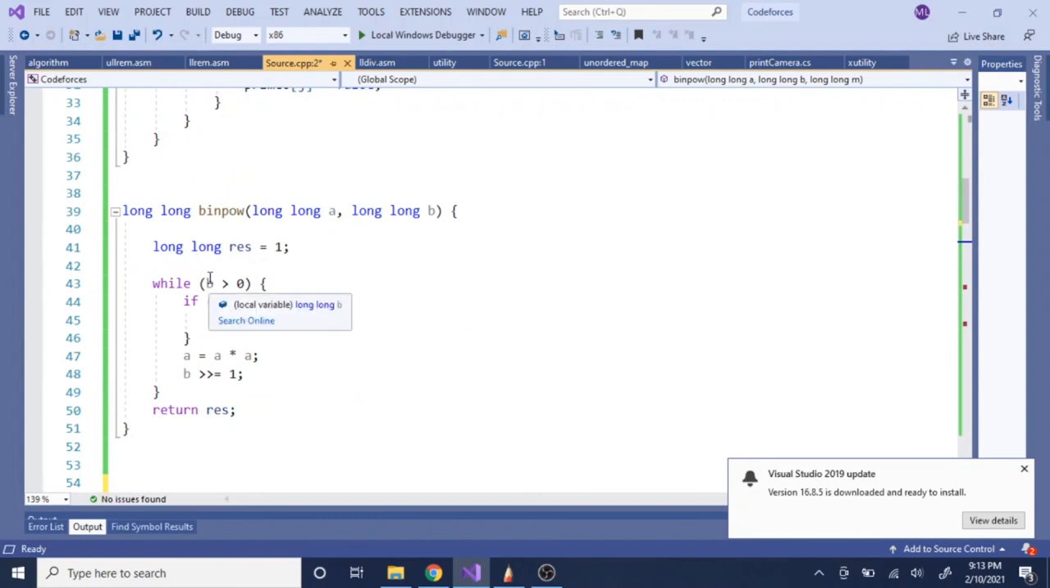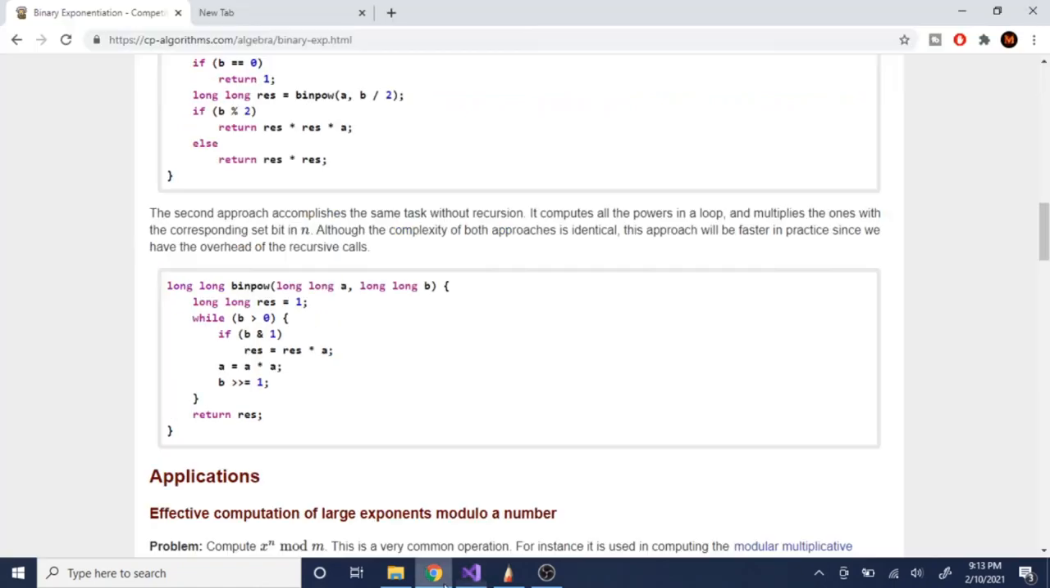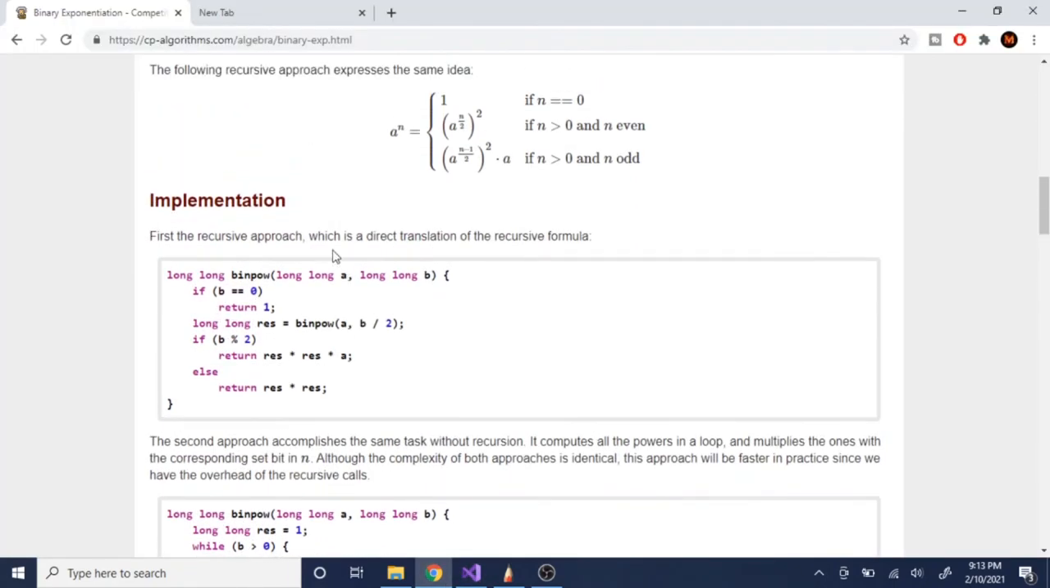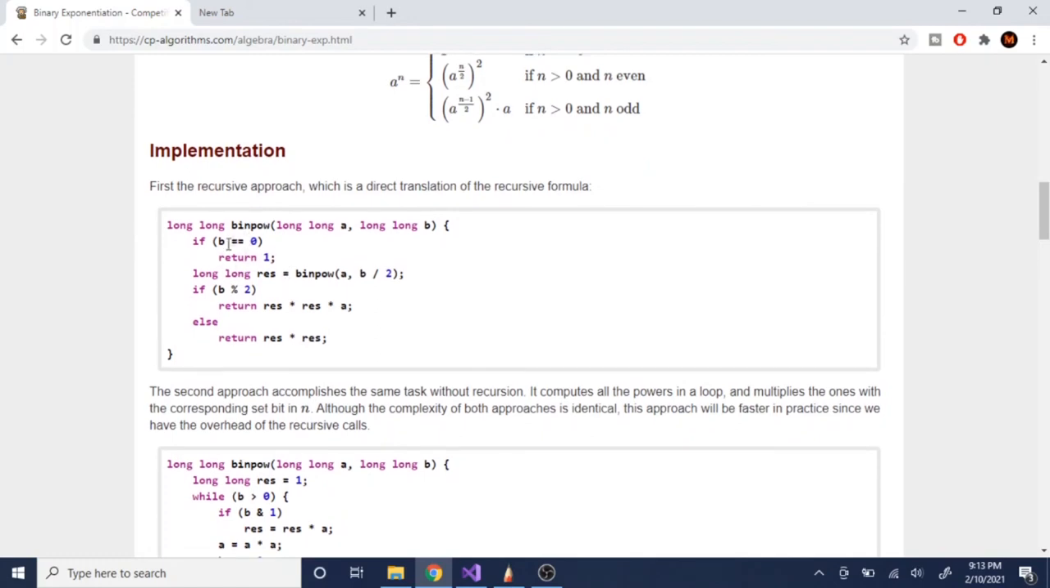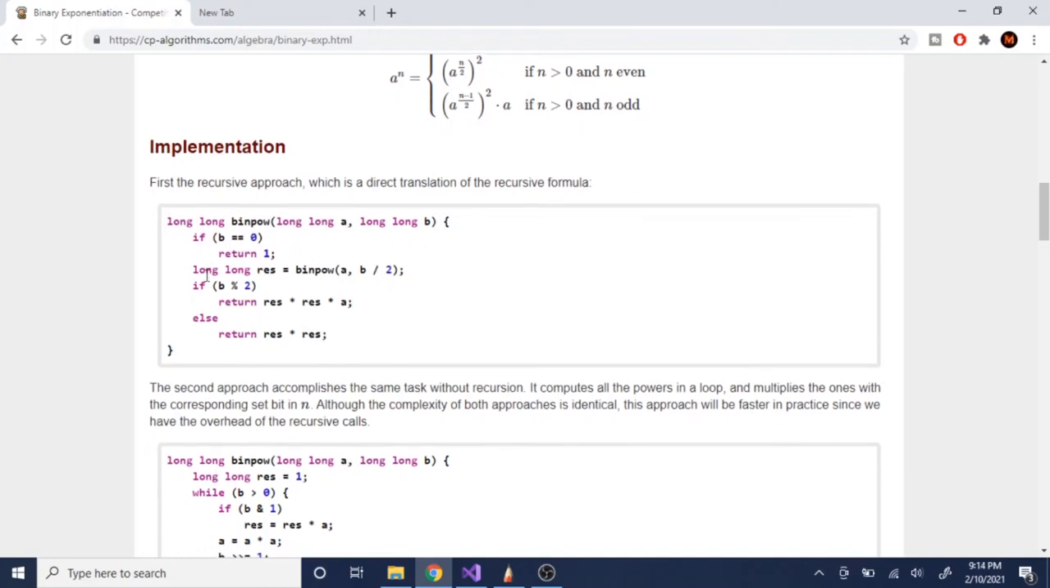I could also show you the recursive way to do it. I don't actually want to do that because it's way slower, but I could just show you right here. So this is a recursive way to do it. They're dividing b by 2 every time, like what we do, but they recursively call the result, dividing by 2 every time, and then they return the answer multiplied by itself.